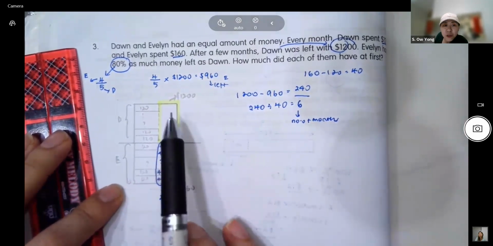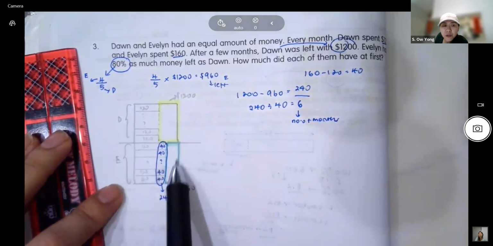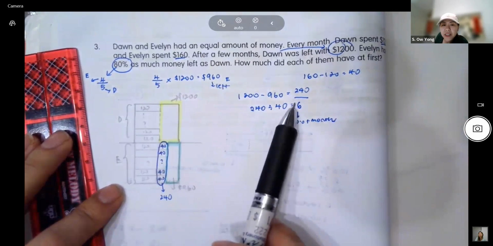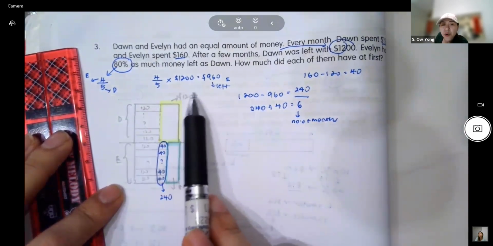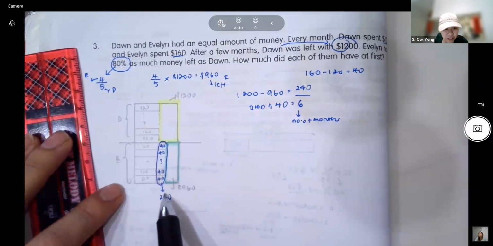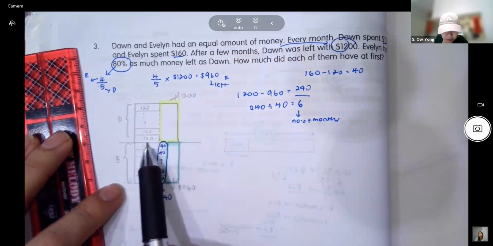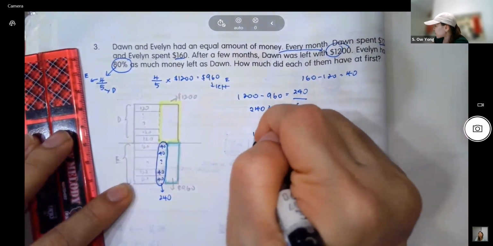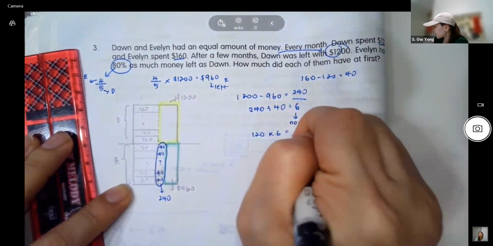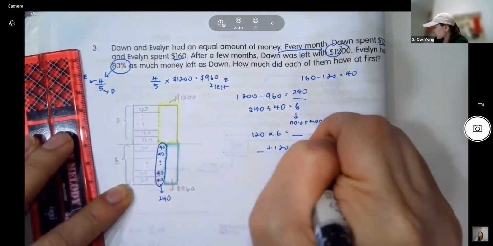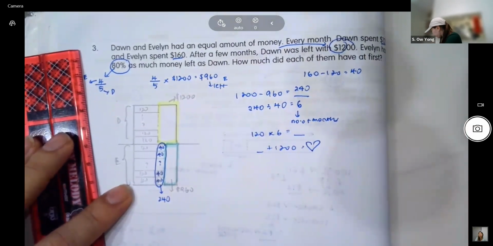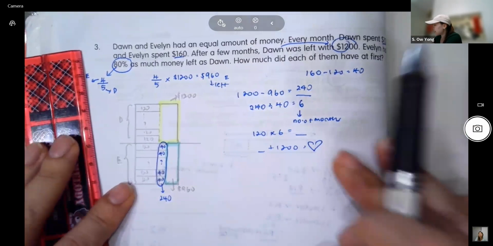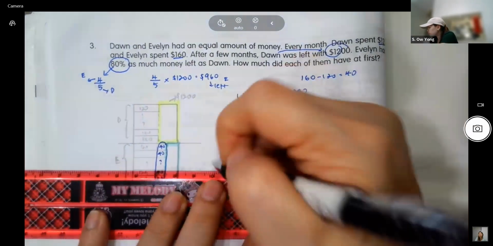You can either use Dawn's model to solve it or Evelyn's model to solve it. If I use Dawn's model, I will know that 120 times 6, I add 1,200, I will get the answer. If I use Evelyn, I will take 160 times 6 plus 960. So in any case, you will still get the correct answer. Okay, you go and try, because these are just merely some calculation. Then after that, you write your final statement with a dollar sign.